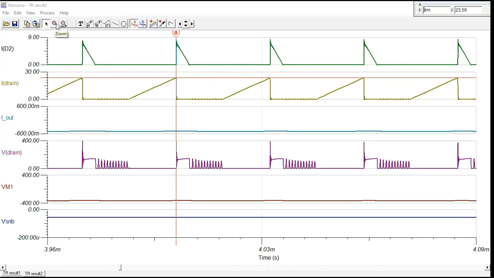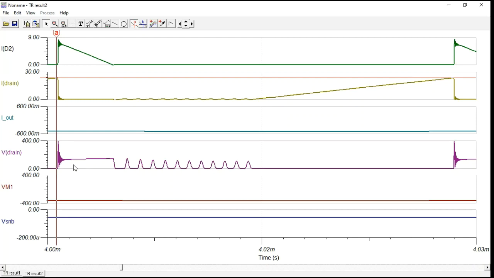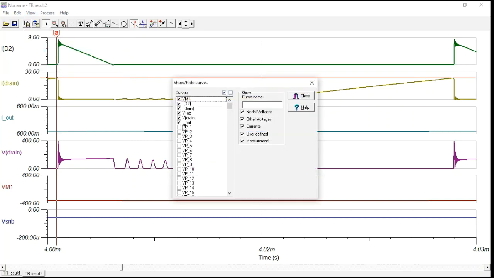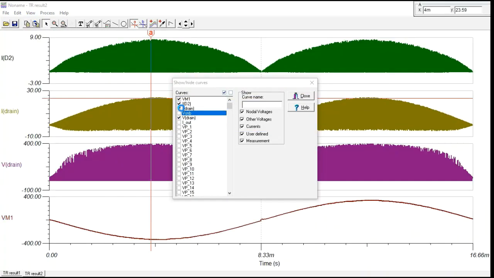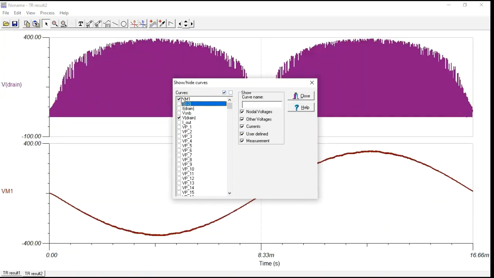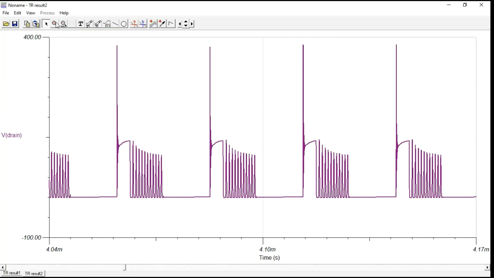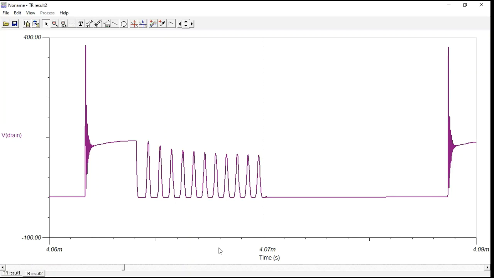So let's go ahead and zoom in a little bit on just this part. Let's see if I can do this. Okay, and now what we want to do is get rid of everything but V drain for now. So we'll get rid of this, and this, and this. We'll close that, and then we'll open this up. And then I just want to grab like this. So now this is the simulation with no snubber.